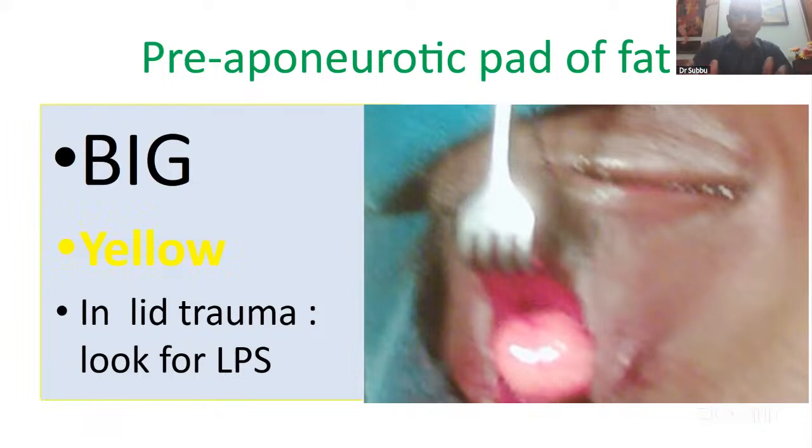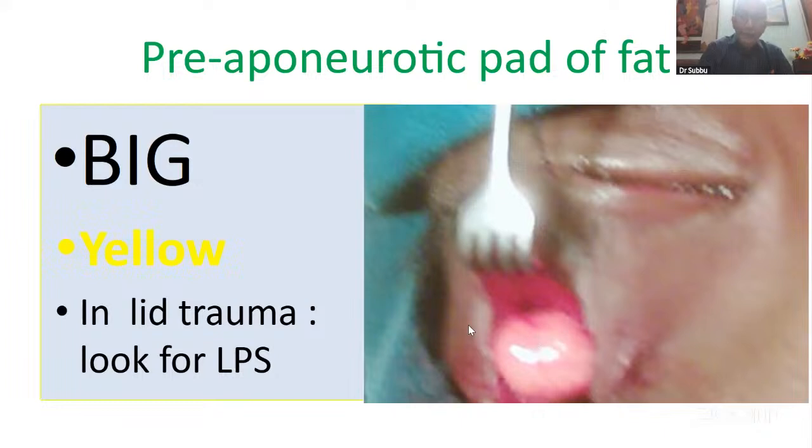How do you identify it from the other fatty infiltration of the tissue? This fat pad is very big in size. It's yellow in color, whereas others are less yellow in color.